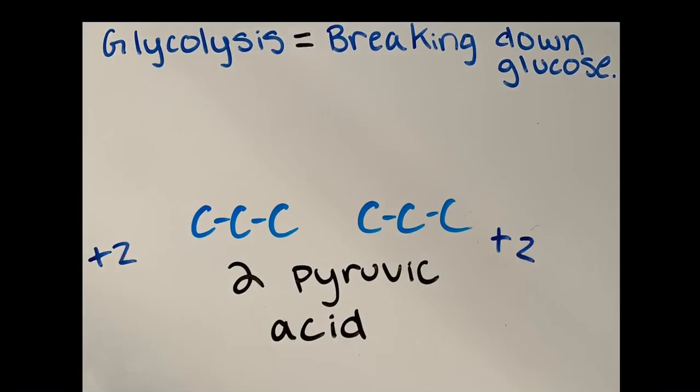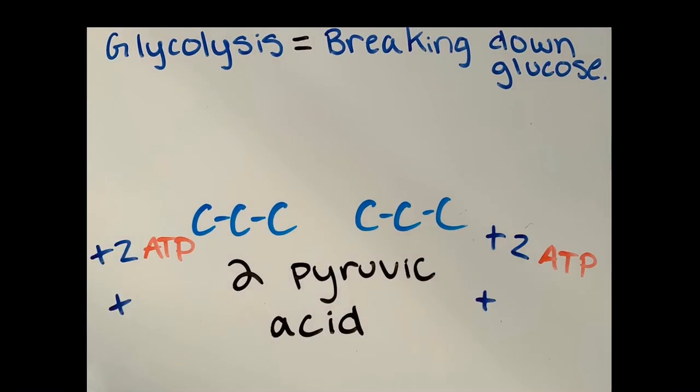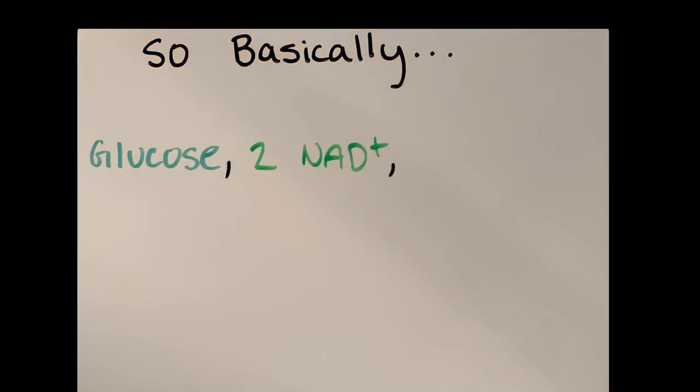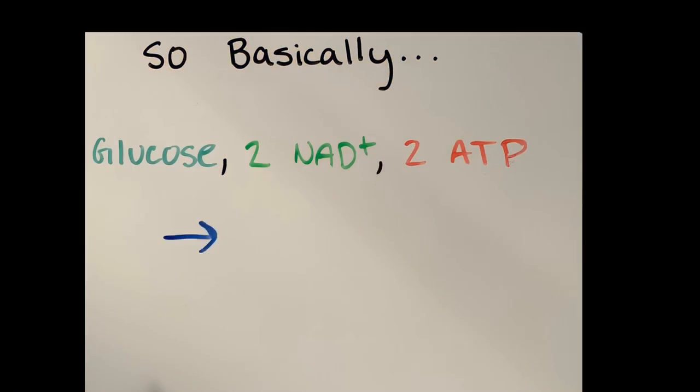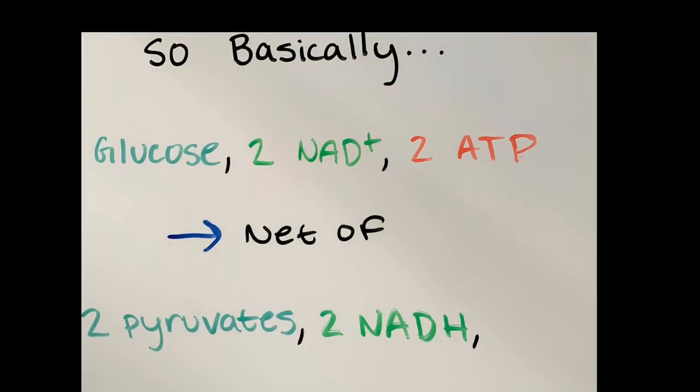2 ATPs and an NADH, which is a reduced version of NAD+, come from the formation of each of these pyruvates. Basically, through the process of glycolysis, you start with glucose, 2 NAD+, and 2 ATP, and end up gaining 2 pyruvate, 2 more ATP, and an NADH.